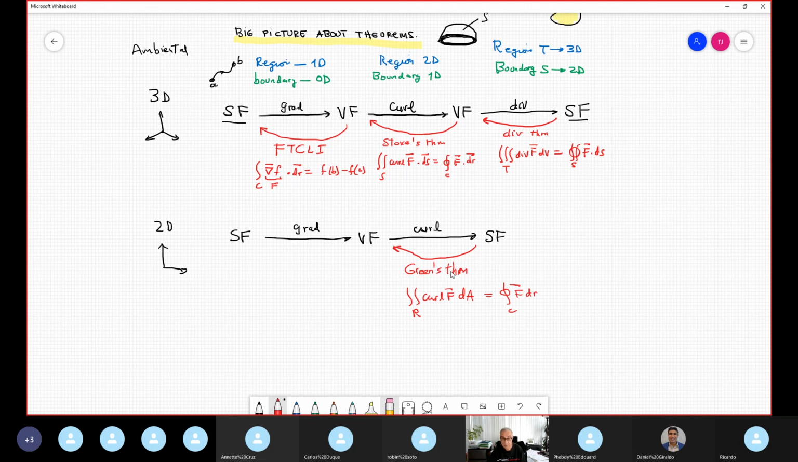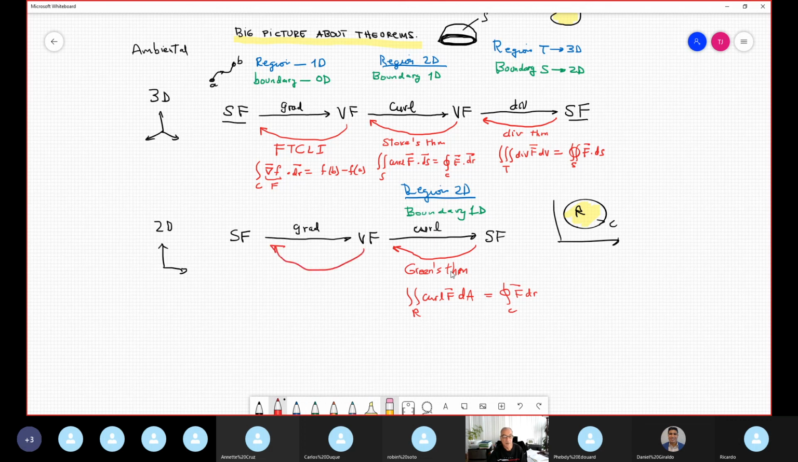In this case, it's different. It's a curve C, and the region is R. The region is 2D. Look, it's similar to this. And the boundary is 1D because it's a curve. Okay, super. And now let's go back.